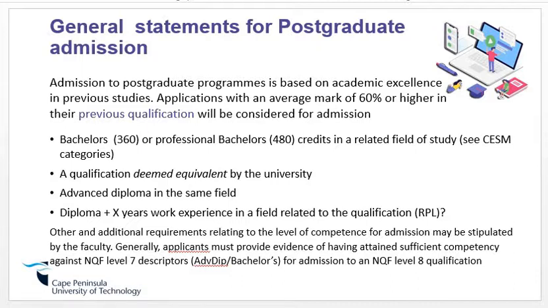Alternative access, such as through RPL, could be a diploma with X number of years of working experience, 5 years or whatever is stipulated, that is related to the field of study. And here various selection tools could be used for presenting and or verifying the evidence. But the bottom line is that applicants must provide evidence of having attained sufficient competency against the NQF level 7 descriptors for the postgraduate diploma for admission to an NQF 8 level qualification, which is the PGDIP or Bachelor Honours.